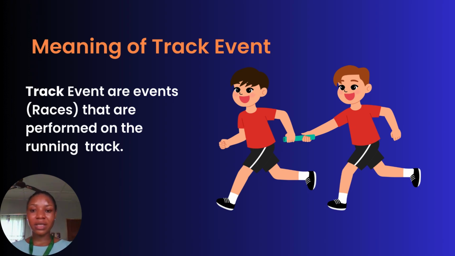Remember in our last class, we talked about athletics and we defined athletics to be sporting events or activities that involve running, jumping, and throwing on the track and field, except ball games. I mentioned that we have two major divisions of athletics, which are the track events and the field events. Now we'll be looking at the first aspect of it, which is the track event.